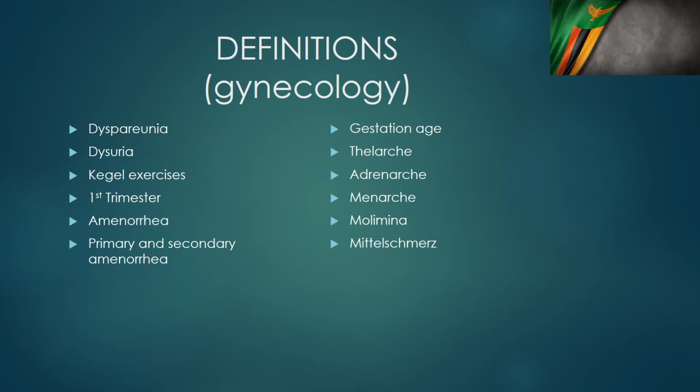Mittelschmerz is pain, just pain associated with ovulation. So people say it's because once a woman ovulates, some of the blood that has come from the ovary due to ovulation, the bit of bleeding, spills in the peritoneal cavity, and the peritoneal cavity is irritated. So that is what this difficult word means. It's pain that is associated with ovulation.